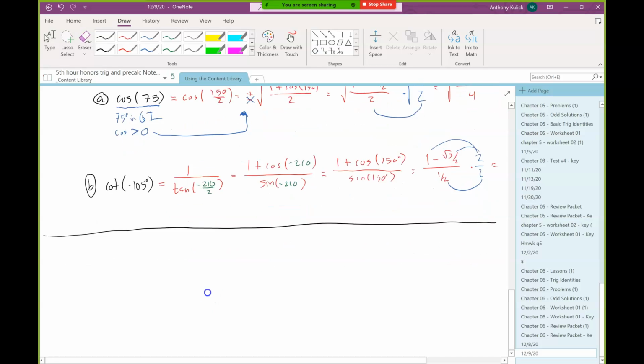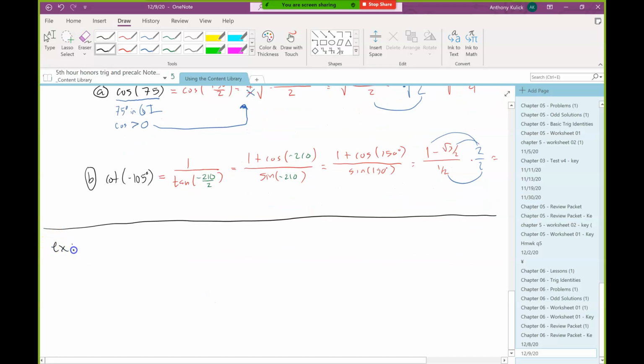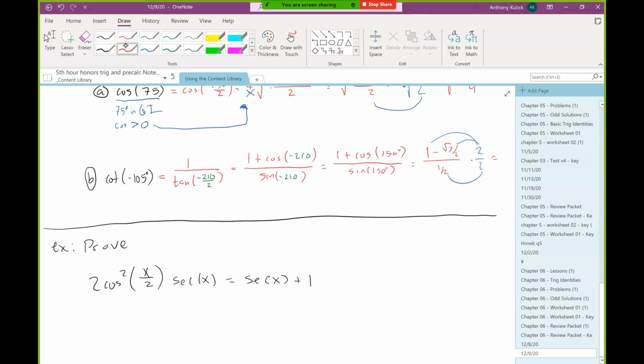We might ask you to do some identity proofs with this. So let's say we have this statement that we want to prove. If I look at which side to work on, I would certainly pick the left-hand side because I see the half angle there staring at me.